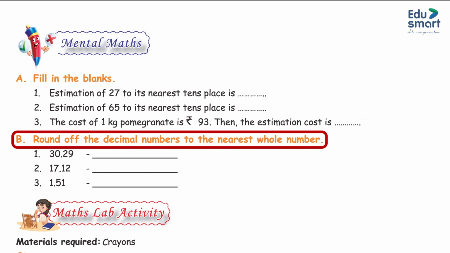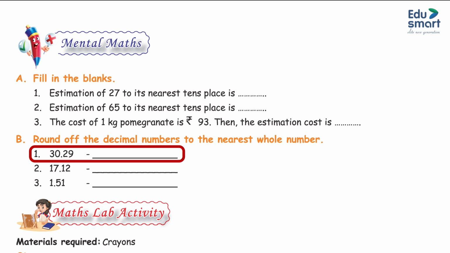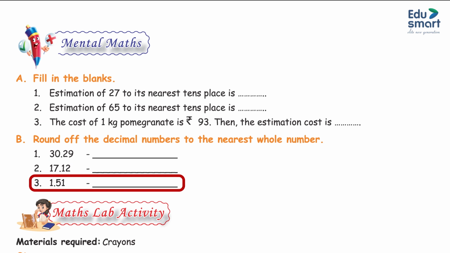B. Round off the decimal number to the nearest whole number. 1. 30.29, 30. 2. 17.12, 17. 3. 1.51, 2.